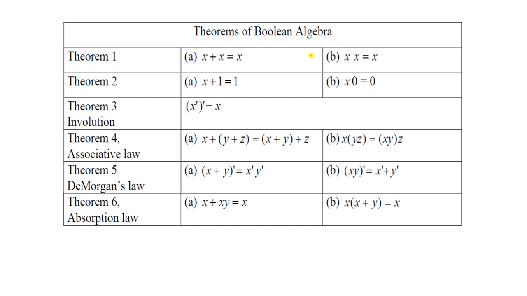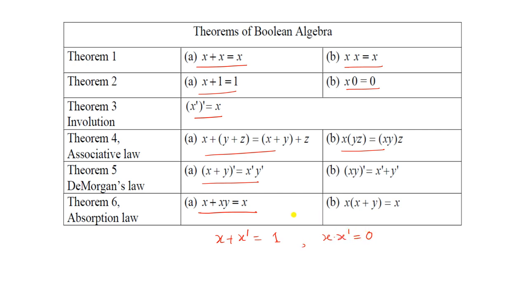Now recall all these theorems of Boolean algebra. x plus x equal to x, x plus 1 is 1, x into 0 is 0, x double dash is x. This is the associative law for addition, this is for multiplication, and De Morgan's law: (x plus y) dash equal to x dash y dash, (xy) dash equal to x dash plus y dash. And this is the absorption law, x plus xy equal to x. Another important result which you can use is x plus x dash equal to 1, and x dot x dash equal to 0. So you can also use these two results.